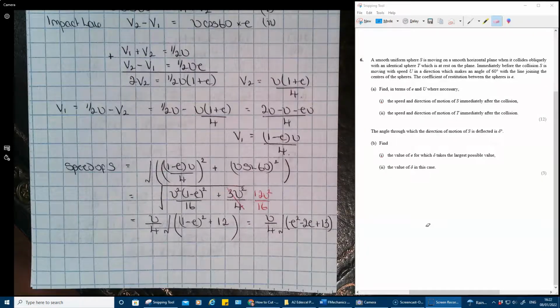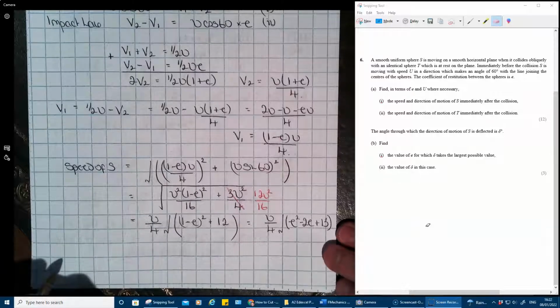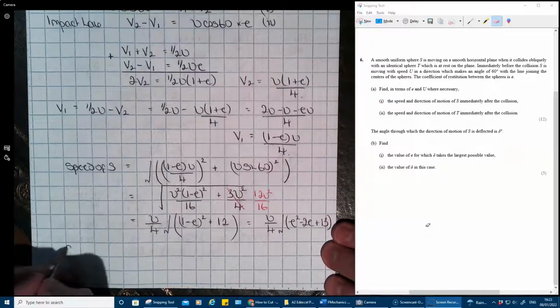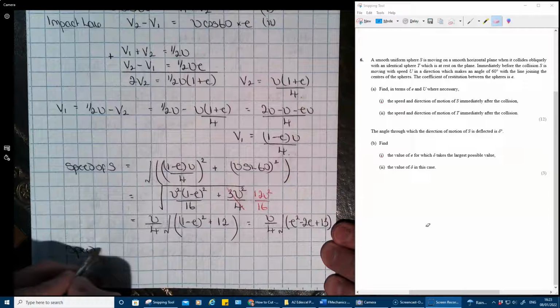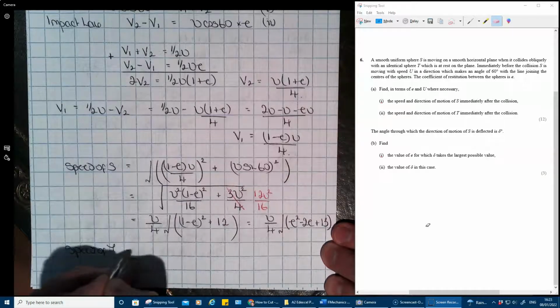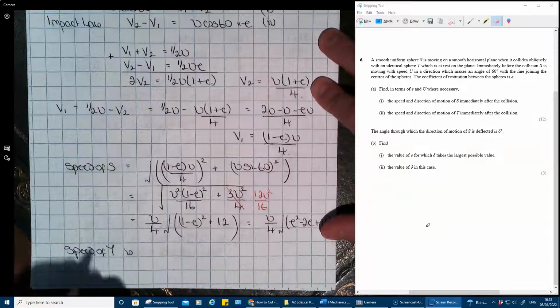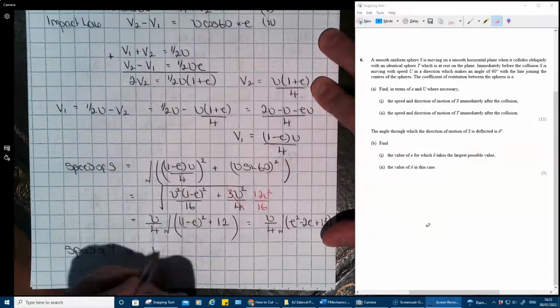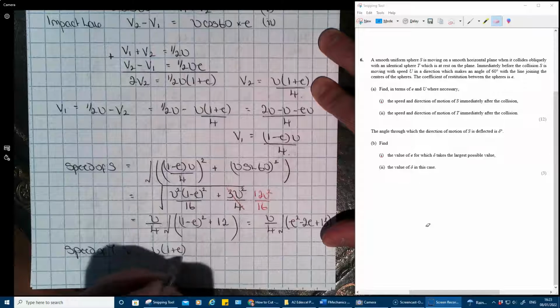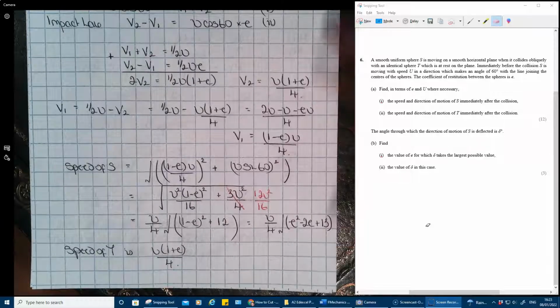Okay, so we've got to find the speed of T as well. Speed of T is a lot easier. Because we know the direction, it's only got this one component. So speed of T is just u(1 plus e) over 4, because it's just in the one direction.